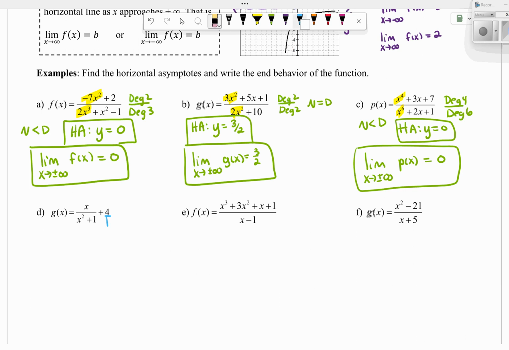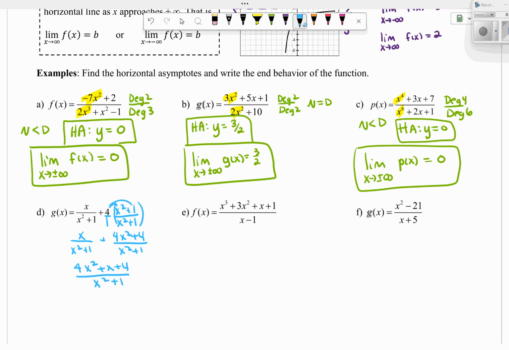But if we can't see that, then we should make this into one fraction by getting a common denominator. So that means I would have to multiply this by x squared plus 1 over x squared plus 1 to get a common denominator. So when I do that, I get x over x squared plus 1 plus, and then we're going to distribute here, 4x squared plus 4, over x squared plus 1. Once you have a common denominator, you can combine your numerator over your common denominator. So 4x squared plus x plus 4 over x squared plus 1.